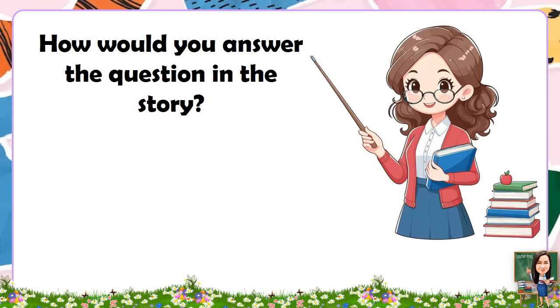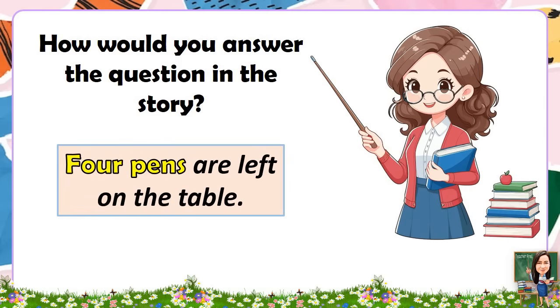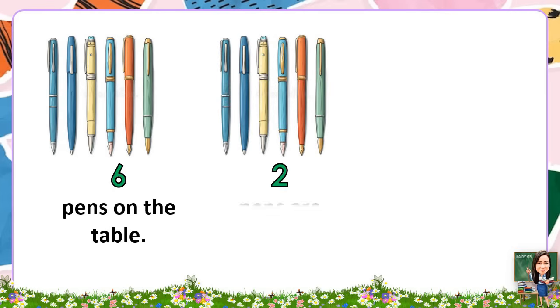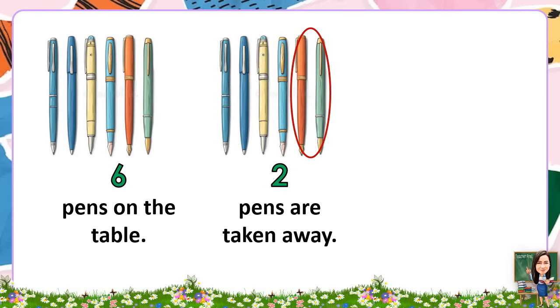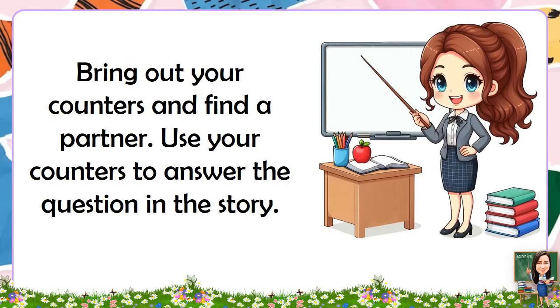How would you answer the question in the story? The answer would be 4 pens are left on the table. Let us study the illustration. 6 pens on the table. Then 2 pens are taken away. Now, 4 pens are left on the table. 6 taken away 2 equals 4 pens left. Bring out your counters and find a partner. Use your counters to answer the question in the story.